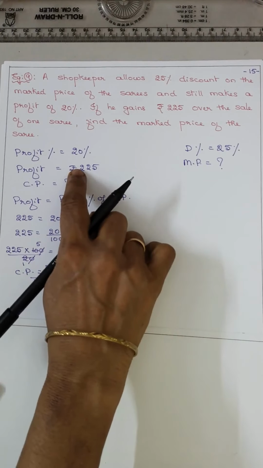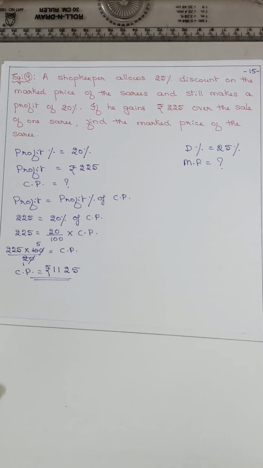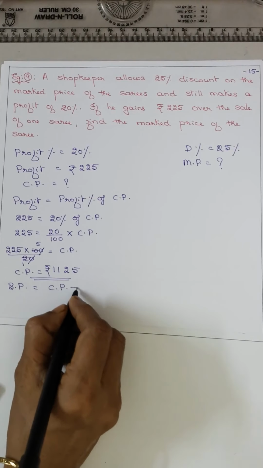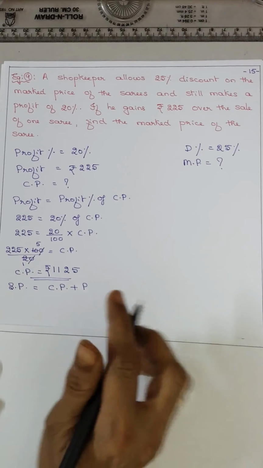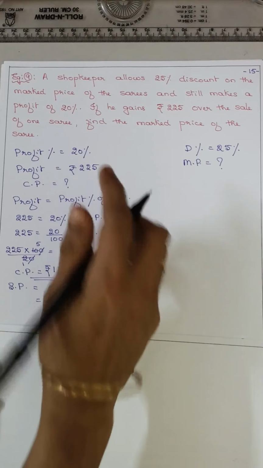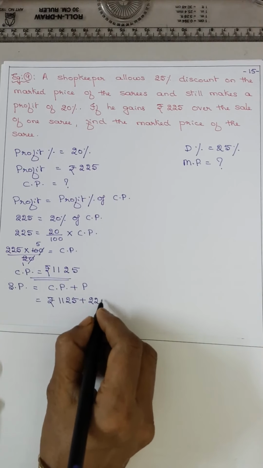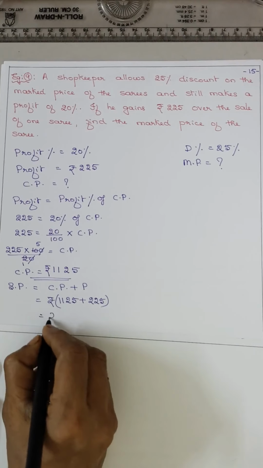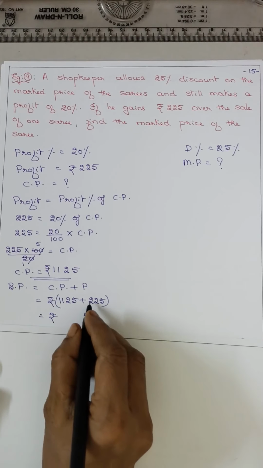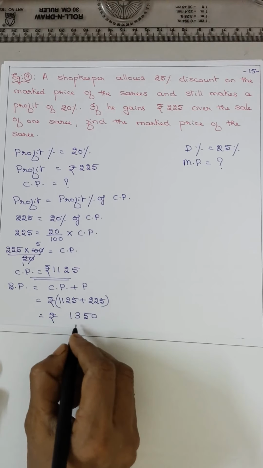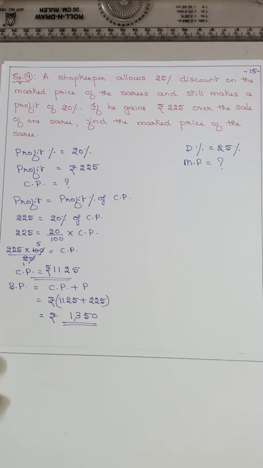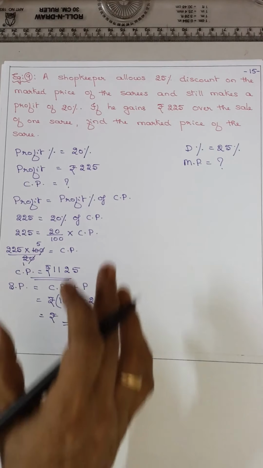Now you have profit. So can you find out the SP? You know the formula, SP is equal to CP plus profit, isn't it? So 1125 plus profit is 225. It will be rupees 1350. So you got 1350 is the SP. Hope you understood this.